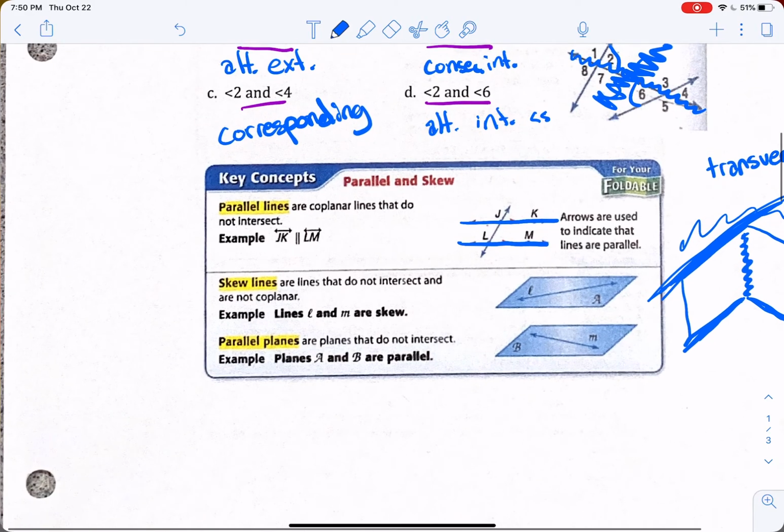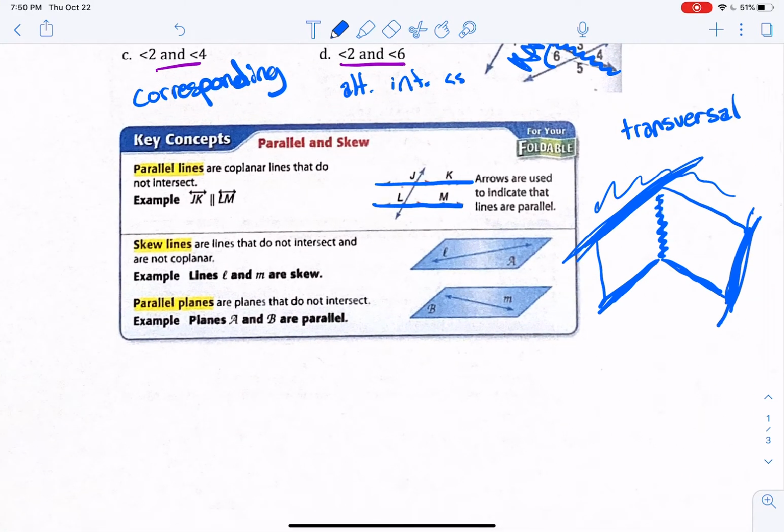And then parallel planes are two flat surfaces that are one above the other one. So parallel lines, this takes us from one-dimensional into being two-dimensional. So they are parallel planes.